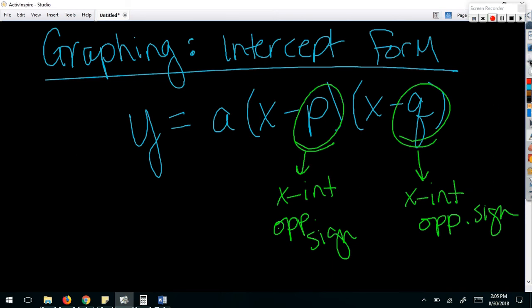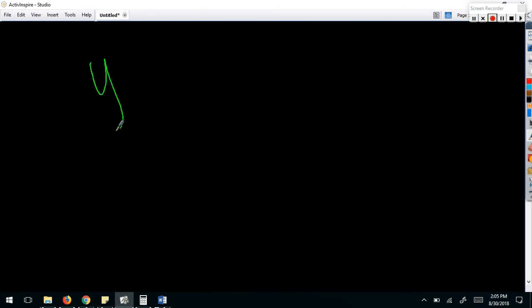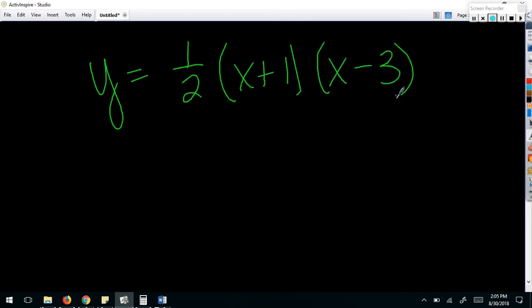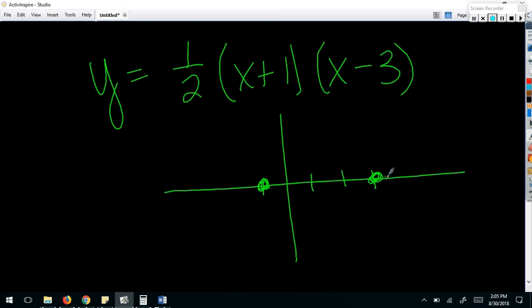So let me give you an example and see if you can tell me what the intercepts are. Looking at this equation, tell me where it crosses the x-axis. -1 and 3. All right, it's not a point this time, so be very careful. This is saying at x equals -1 and at x equals 3. Always opposite. Any of these, if it's in parentheses, it's opposite. Remember that H is in parentheses also.